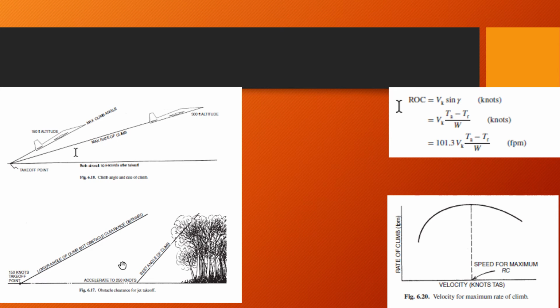All right, so the next thing I want to talk about is the rate of climb. The difference between rate of climb and angle of climb is that one references a time and one references a distance. So the angle of climb is saying the aircraft can get to a particular altitude over a certain amount of distance, whereas rate of climb is saying the aircraft can get to an altitude over a period of time.